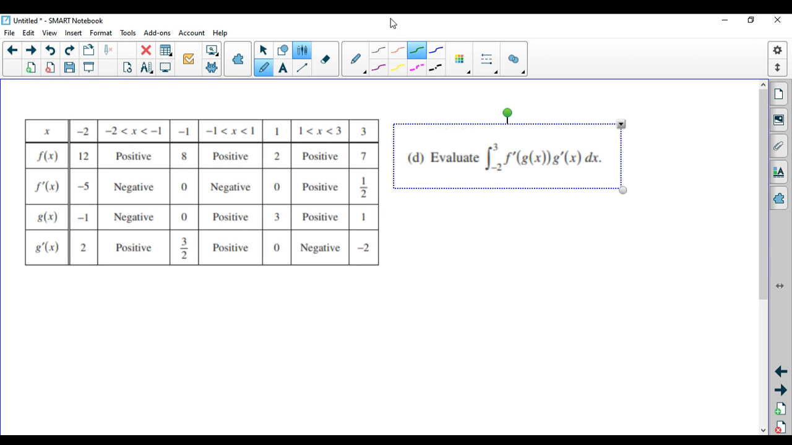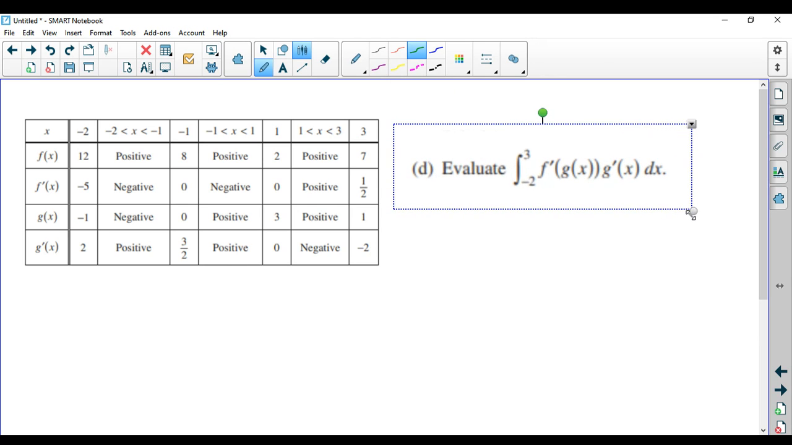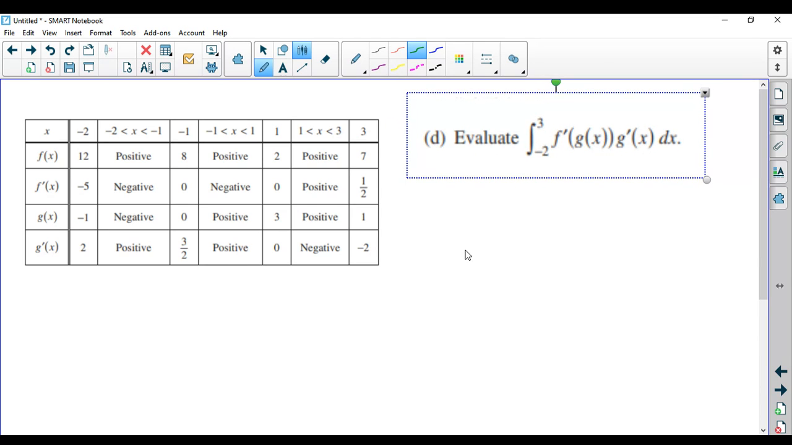Part D. Evaluate the definite integral of this whole composite function. This looks very confusing, so we're going to have to think about this. The last question, part C, was pretty easy because we had a derivative and there were rules. Remember, for an integral, there are no rules for a composite function. We just have to do what we can to get this into a simplified version of an integral.